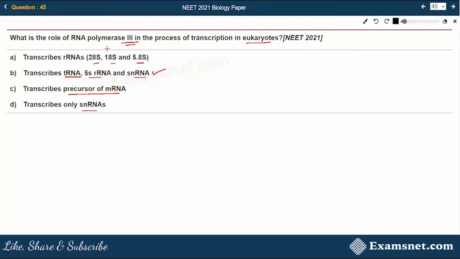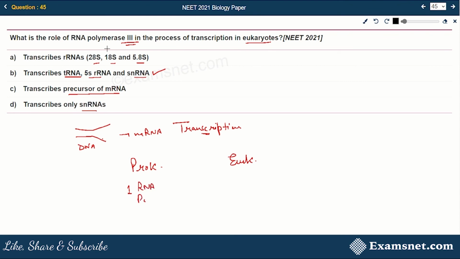Now we know that the copying of genetic information from one strand of a DNA to an mRNA is known as transcription, right? Now this transcription takes place in different ways in case of prokaryotes and eukaryotes. What happens in prokaryotes? Here the transcription takes place in the same compartment, and the process is quite simple, and only one RNA polymerase enzyme is involved in the process.